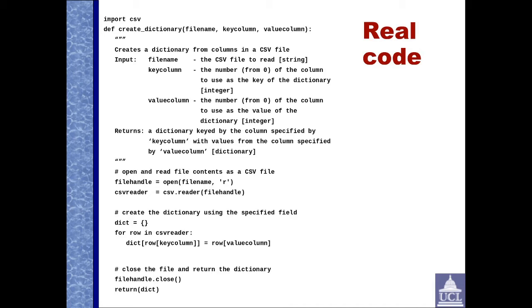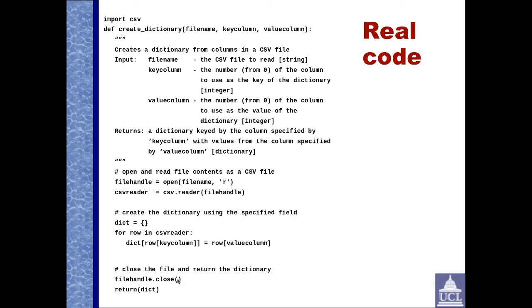So here's the real code. So once I've created my dummy code for all of my functions, I can start to implement the real code. And this is the real code here. So all I've done is to open the file. I've used the CSV module, which I've imported up here, to read those data. I've then created a dictionary. I've gone through each row in the CSV file, and I have populated my dictionary with the relevant data. I've then closed the file and returned the dictionary.